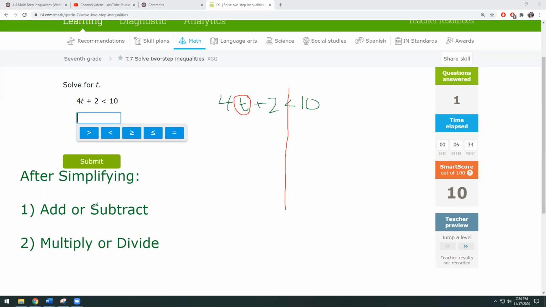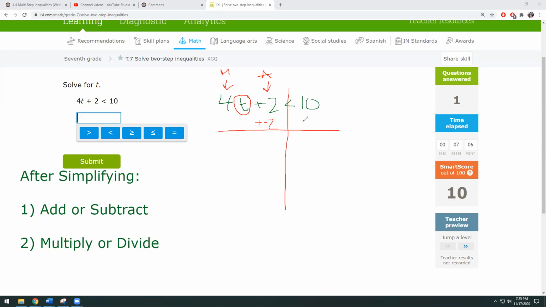So after simplifying, I'm going to add or subtract my numbers. So I know that I need to move the 4 and the 2 because those two numbers are on my variable side. I can see right away that that 4 is being multiplied by the t because it's right next to it, which means this 2 is being added. To get rid of that, add a positive 2, I need to add a negative 2.